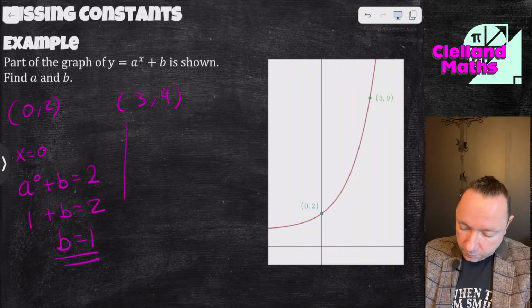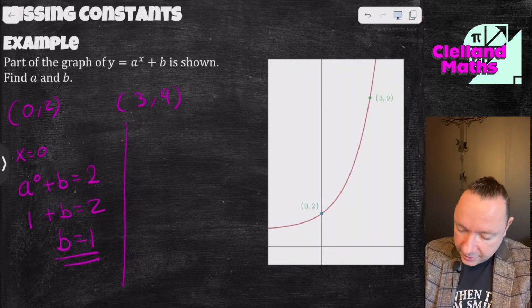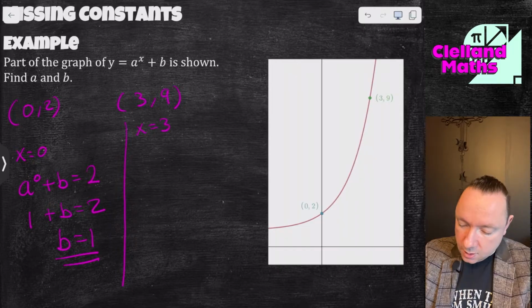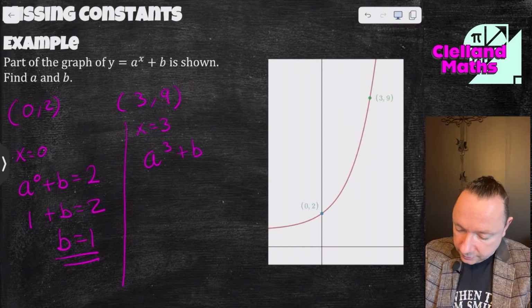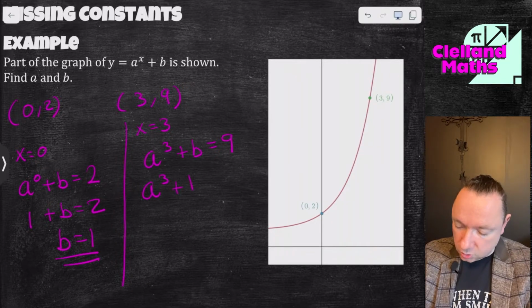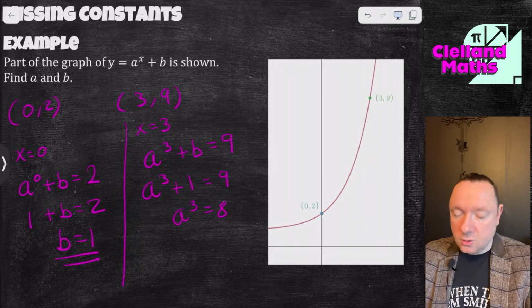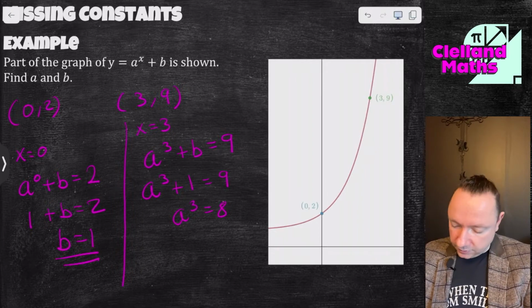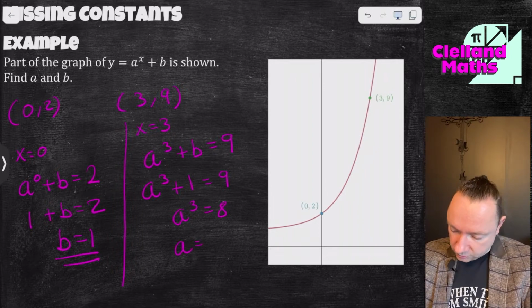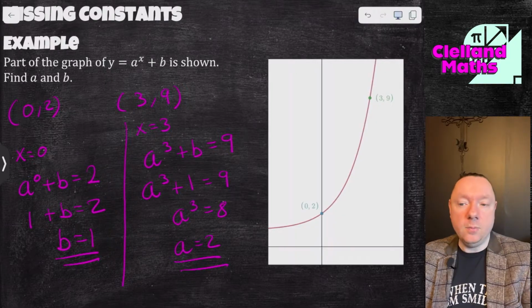And now for the other point, we've got (3, 9). So when x equals 3, we get a to the power of 3 plus b equals y, which is 9. Well, that's a cubed, but b is 1, because we just worked it out, equals 9. 9 minus 1 is 8. a cubed equals 8. So something times itself three times equals 8, a is 2. So a is 2. We've worked out our a and our b.